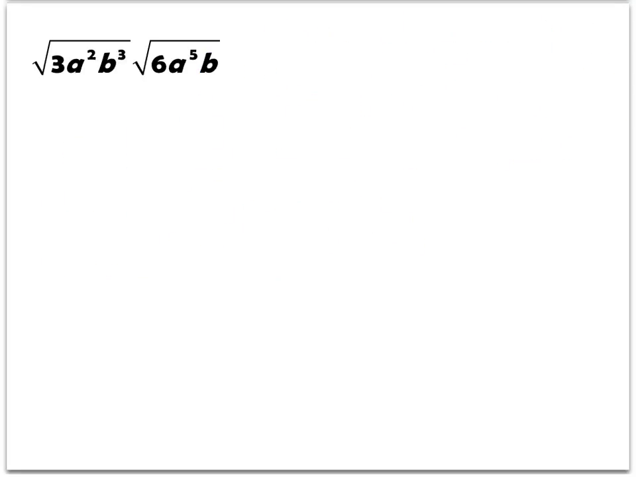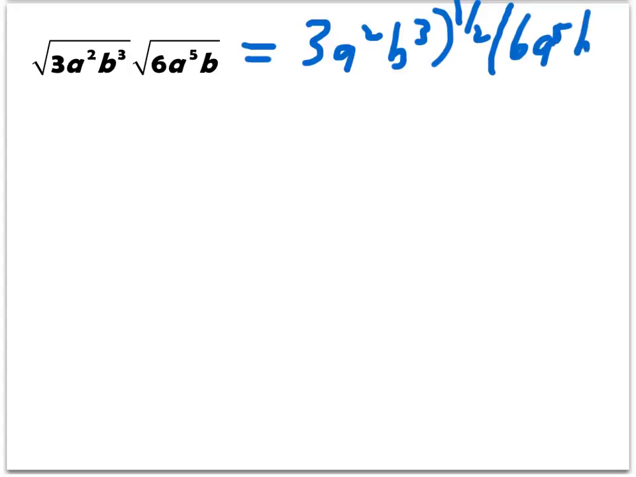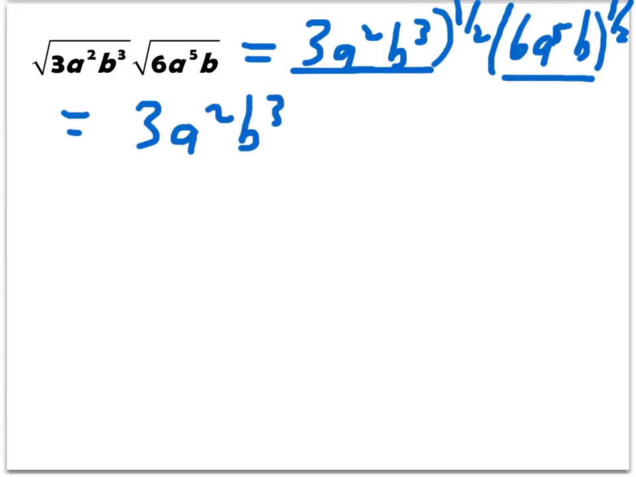Here's another example that will illustrate how we can use properties of exponents to simplify rational exponents. Let's first write this as 3a squared b cubed raised to the 1/2 power, and then 6a to the 5th b raised to the 1/2 power. Now notice what we have here is something times something else, and both of those somethings are raised to the same power, which is 1/2. So I can combine both those expressions underneath just one exponent. We can take 3a squared b cubed times 6a to the 5th b, and then raise all this to the 1/2 power.